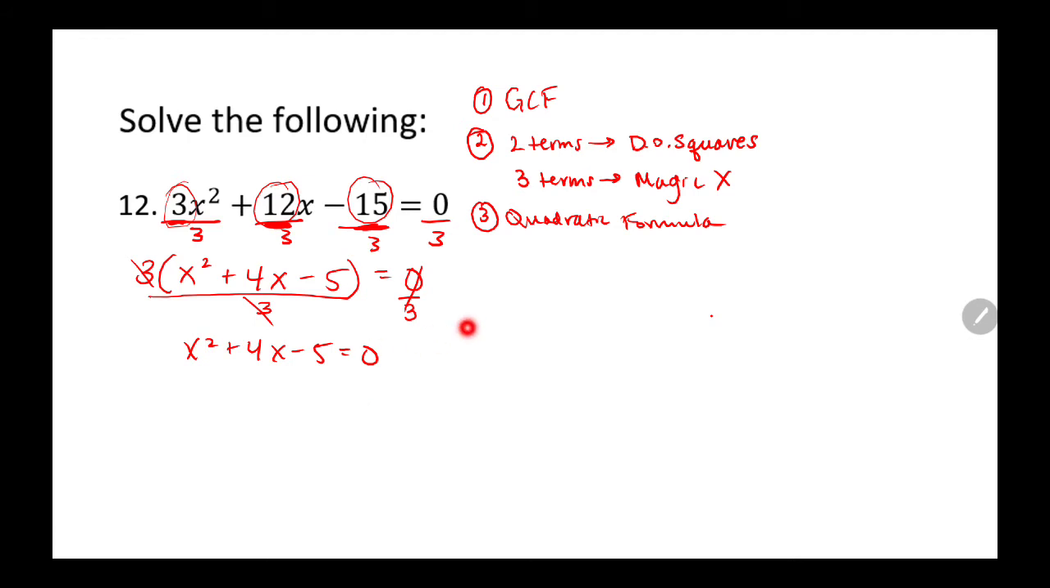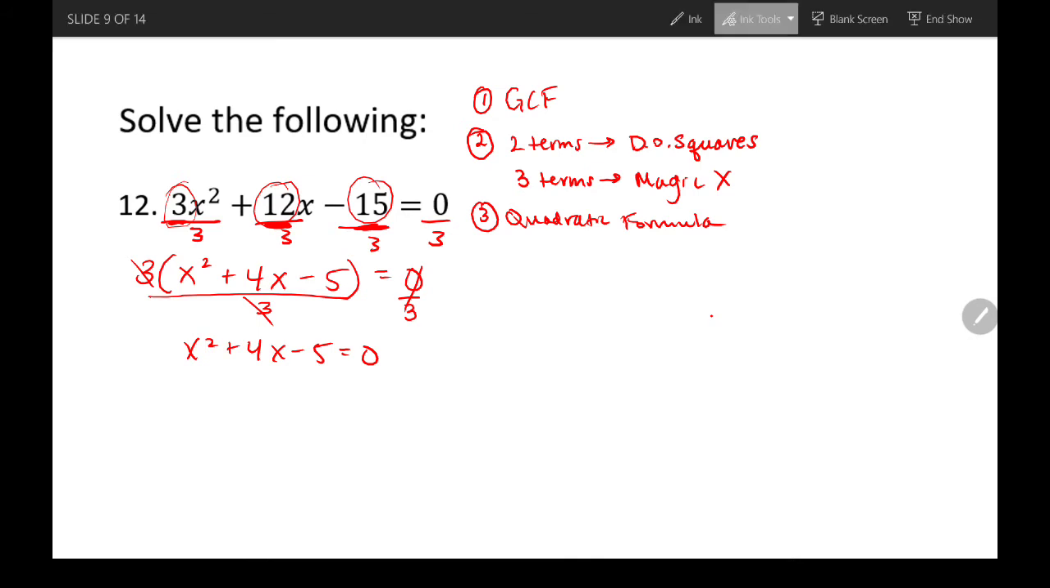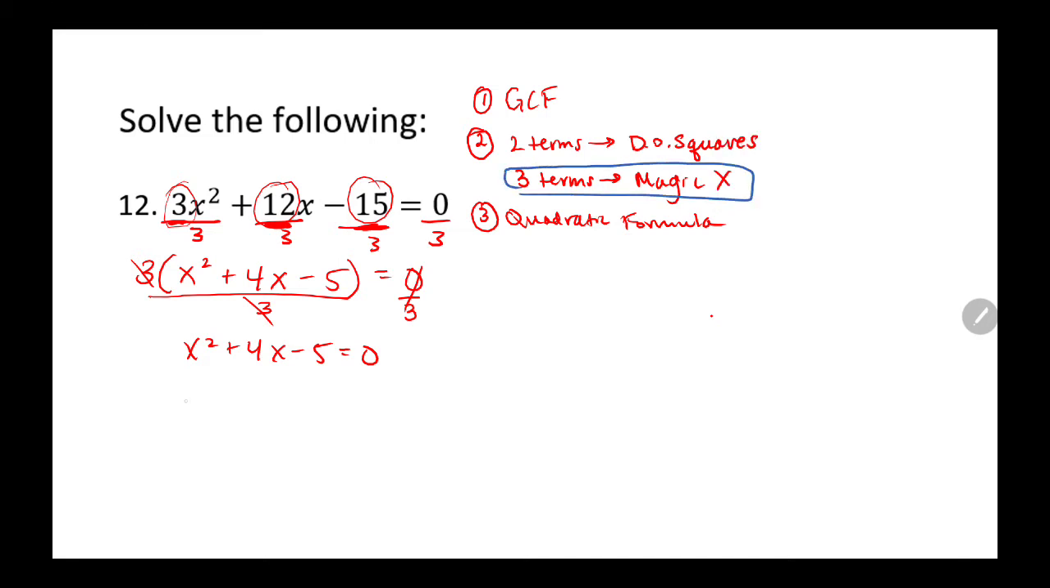Okay, so let's look at what we're left with. x squared plus 4x minus 5. Well, I have 3 terms, so your mind should immediately be going right around here. Magic x. So I'm going to need to factor this in such a way that I need 2 numbers that are going to multiply to negative 5 and then add up to positive 4, the middle term.